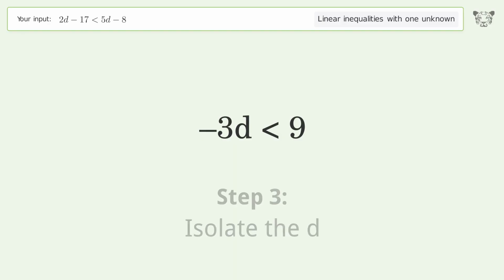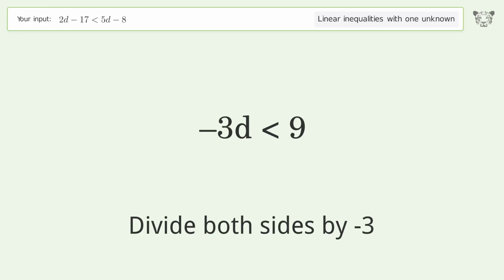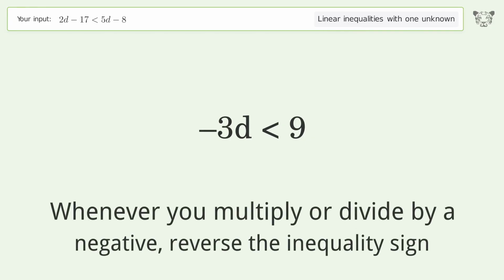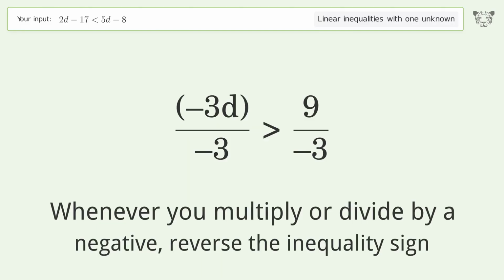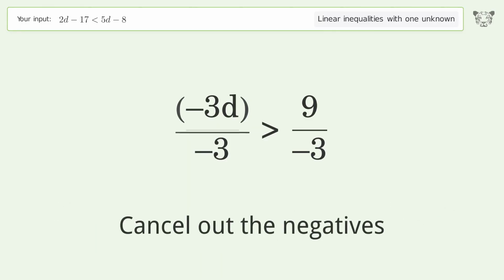Isolate the d. Divide both sides by -3. Whenever you multiply or divide by a negative, reverse the inequality sign. Cancel out the negatives.